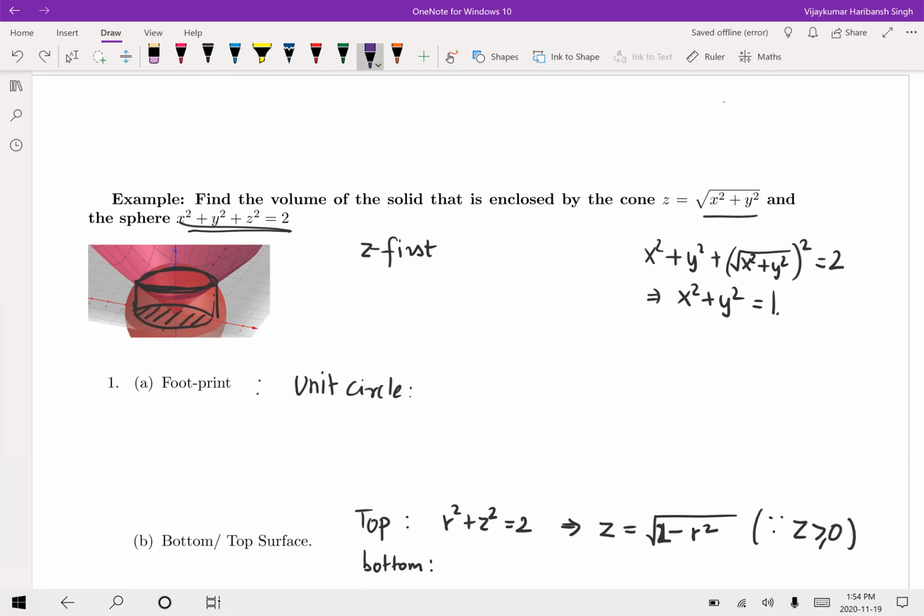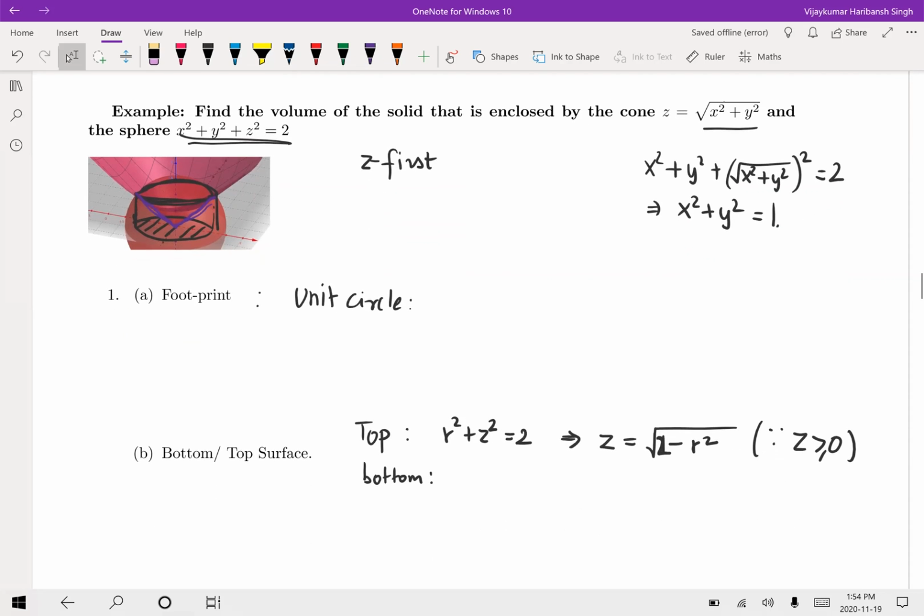So this is what the bottom is. Let's color it with a different color pen. So the bottom is given by z equals square root of x squared plus y squared, which is r. So therefore we get z is greater than or equal to r, but less than or equal to square root of 2 minus r squared.